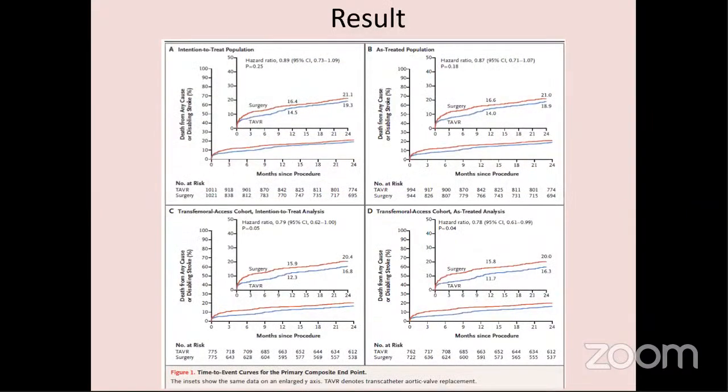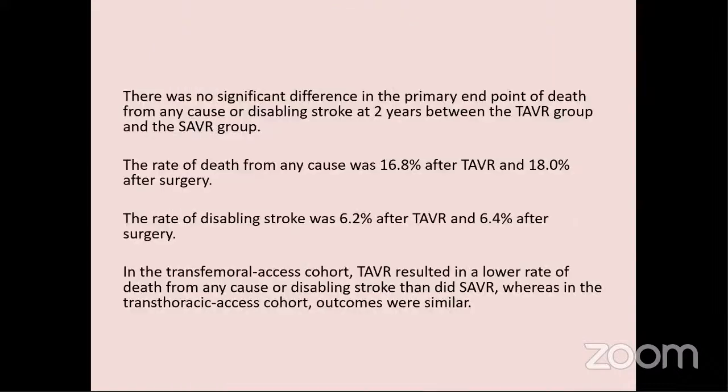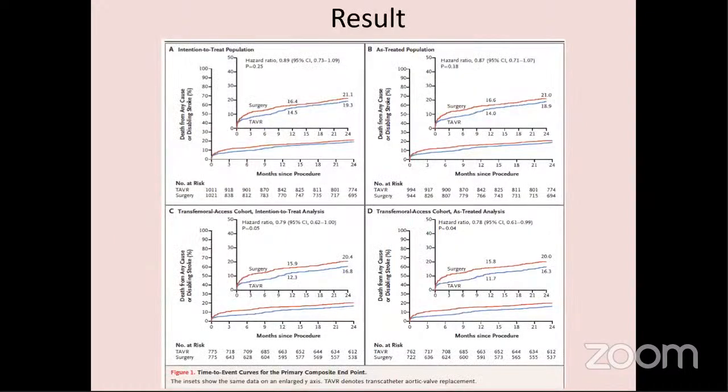The results: there was no significant difference in the primary endpoint of death from any cause or disabling stroke at 2 years between the TAVR and the surgery group. The interesting thing is that in the transfemoral access cohort, TAVR resulted in a lower rate of death from any cause or disabling stroke than did the surgery. Okay, go back. Do you know what these graphs are? What do we call them?